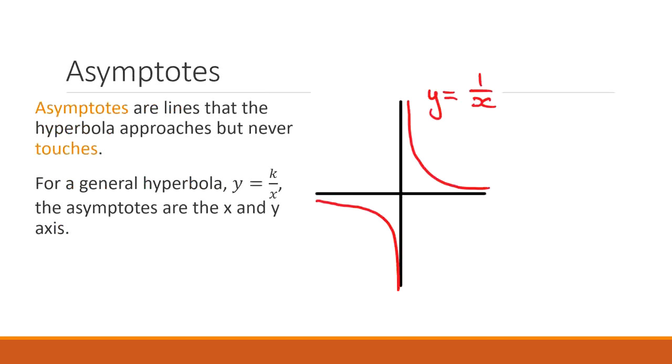These also have something called an asymptote. Asymptotes are lines that the hyperbola approaches but never touches. So it'll get infinitely close to reaching this value, but never actually reach it. For a general hyperbola, y equals k over x, y equals 1 over x, the asymptotes are the x and y axis. So in our example on your screen, the red lines will get infinitely as close as possible to our black lines, but actually never touch them.